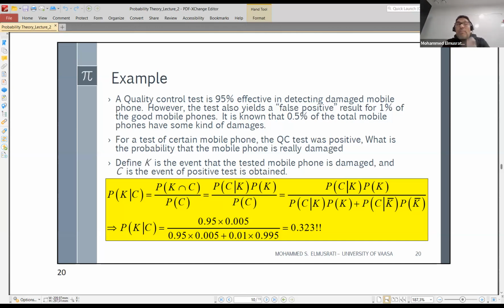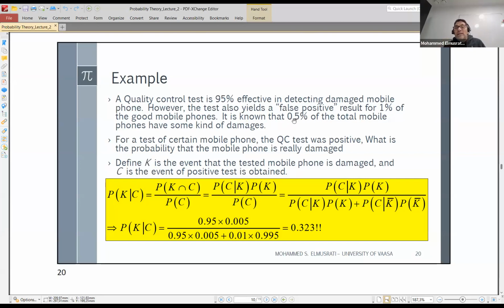But there is no ideal quality control test. So they say that this quality control gives you a false positive. What is the meaning of false positive? It means that the mobile phone doesn't have any problem, but still the red light will alarm that this mobile has a defect. So you will take this mobile off the production line for further checking. This will consume time and reduce production. This false positive result occurs for only 1%. So only 1% of the mobile phones which are good will give a wrong alarm that they have a defect.